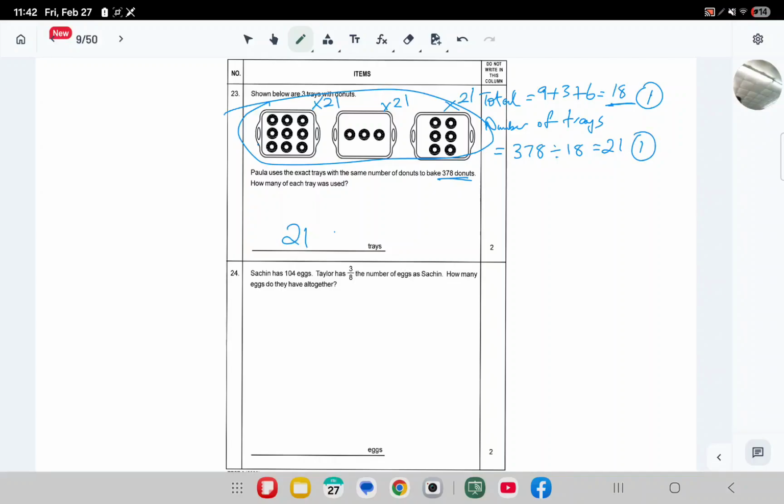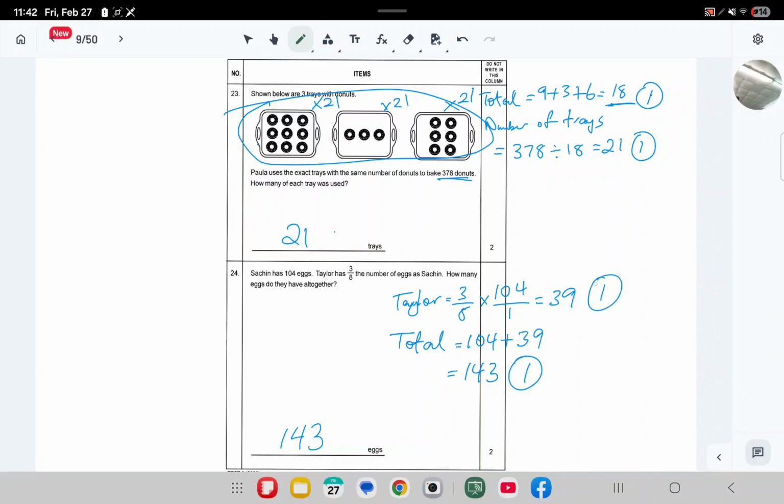Number 24, Sachin has 104 eggs. Taylor has 3/8 the number of eggs Sachin has. How many eggs do they have altogether? First, we need to find out for Taylor. Taylor has 3/8, so it's 3/8 of 104. And that will leave us with 39. Now to calculate the total, we need to add. So 104 add 39, which is equal to 143. 1 mark, 1 mark.